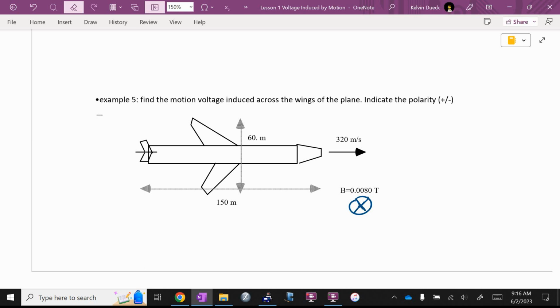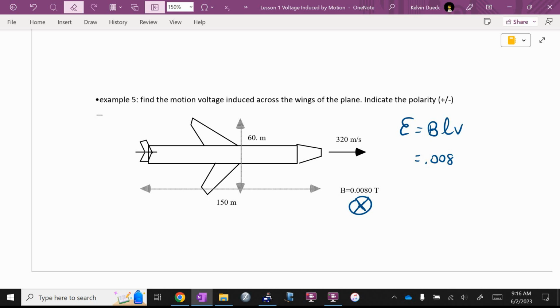Which length am I going to use, the 60 or the 150? Your hint is, which one is perpendicular to all the others? The 60, because which direction is the 320? That way, so don't use the 150. Okay? First of all, how big is the voltage going to be? E is going to be BLV. It's going to be 0.008.